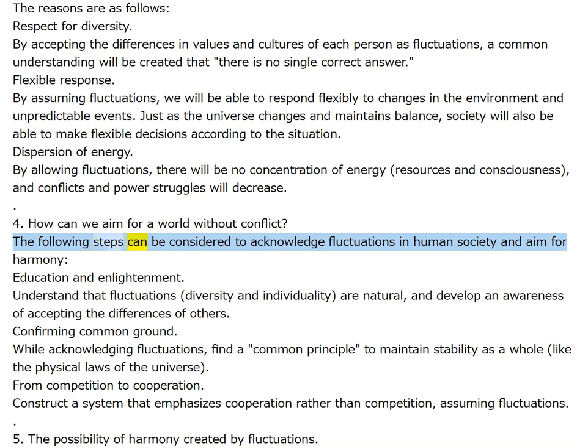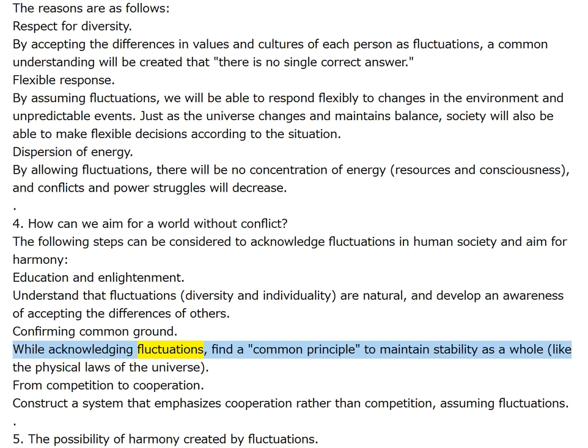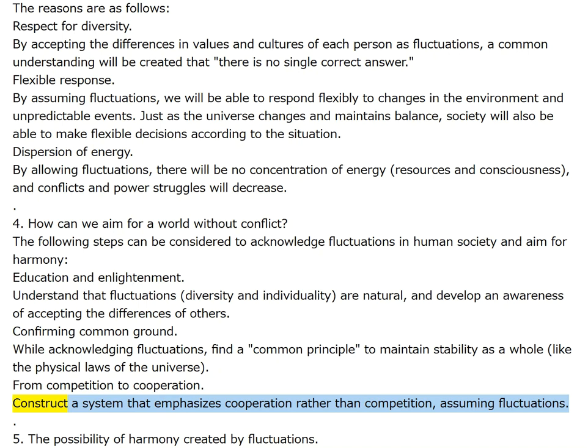The following steps can be considered to acknowledge fluctuations in human society and aim for harmony, education, and enlightenment. Understand that fluctuations, diversity, and individuality are natural, and develop an awareness of accepting the differences of others. Confirming common ground: while acknowledging fluctuations, find a common principle to maintain stability as a whole, like the physical laws of the universe. From competition to cooperation: construct a system that emphasizes cooperation rather than competition, assuming fluctuations.